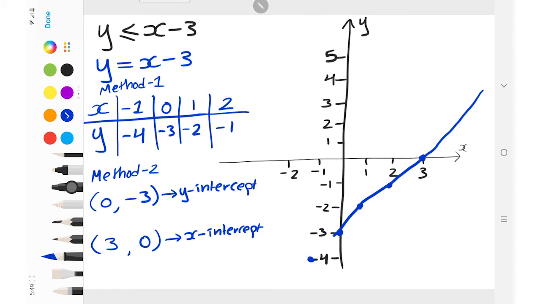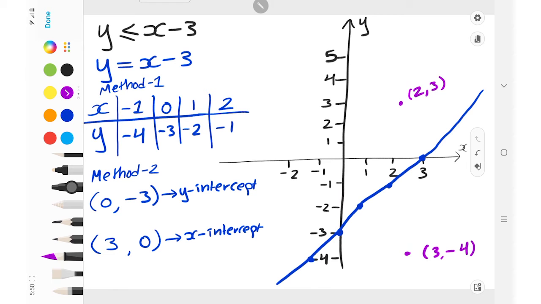It's not that good, but it will do. Now, if you want to know which is the area that will satisfy my inequality, you will take 2 points, one above the line and one below the line. For example, here let's take 3 and -4, and from here we will take 2 and 3.